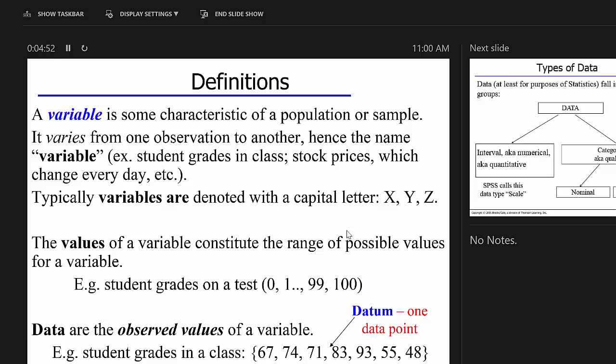A single data point is also called a datum. Data is actually a plural, right? So when you say data, you need to say "data are." Data is a plural, okay? But one data point in the data set is called a datum, one single data point.